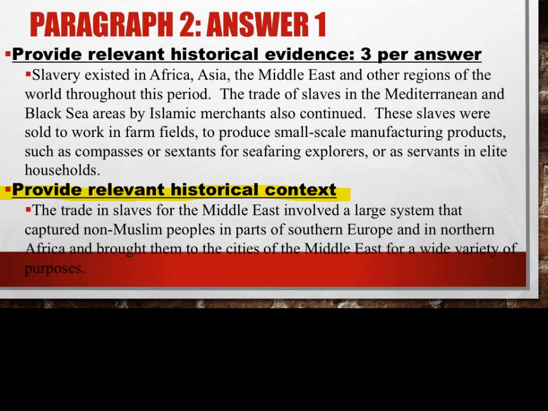And it involved a system that captured non-Muslim peoples, because it was operated by Islamic merchants, in parts of Southern Europe where the slavery didn't exist. They were just captured there, right? And other parts like Northern Africa, and brought them to the cities of the Middle East. So there's your historical context. You've taken that answer and you've connected it to another part of the world, right? Because we've talked about it being a large system. Okay, so if you were to put historical evidence with this first answer, this is how you could do it.